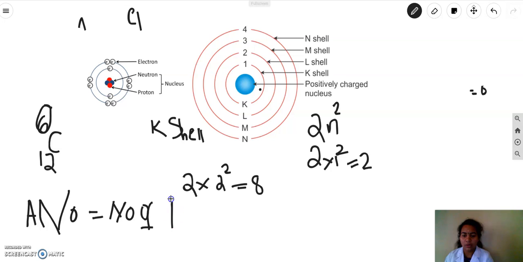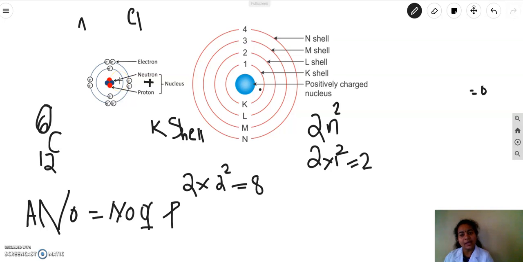Number of protons or number of electrons. What is this? Is this 12 representing the mass number? Mass number is the number of neutrons plus the number of protons, that is the mass of the nucleus.